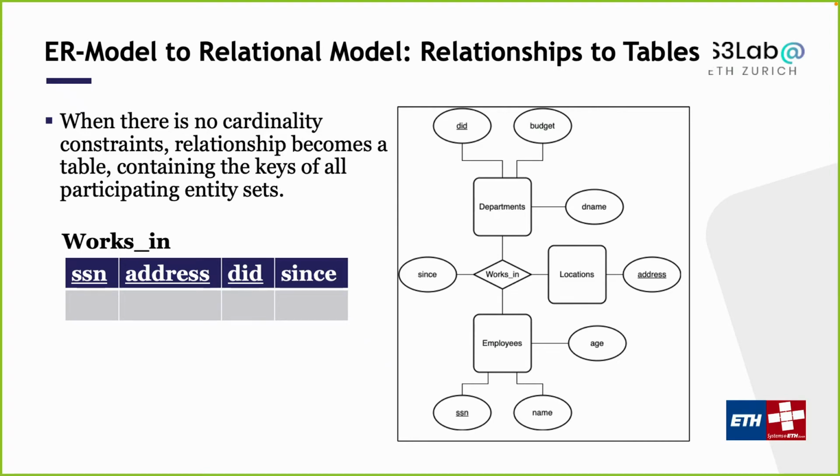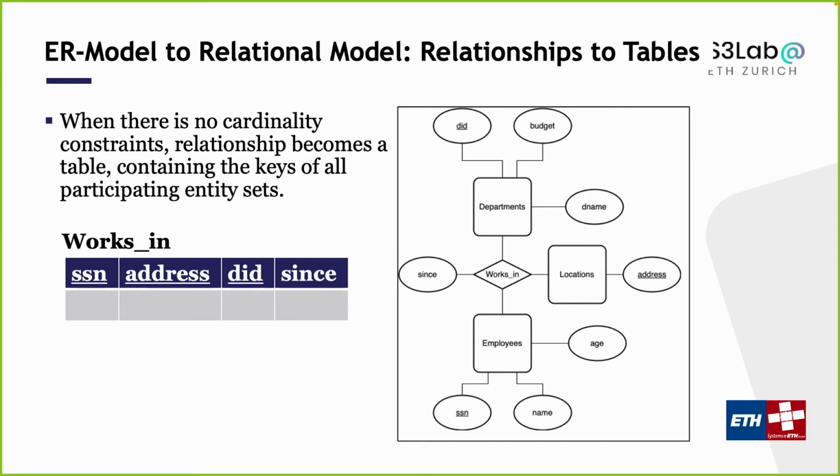No? Okay. Now let's look at this. After translation, I think it's very clear what set of attributes we should include, because it's very natural. But what is the primary key of this works in relation? And that becomes a little bit tricky. What is the primary key for this one?